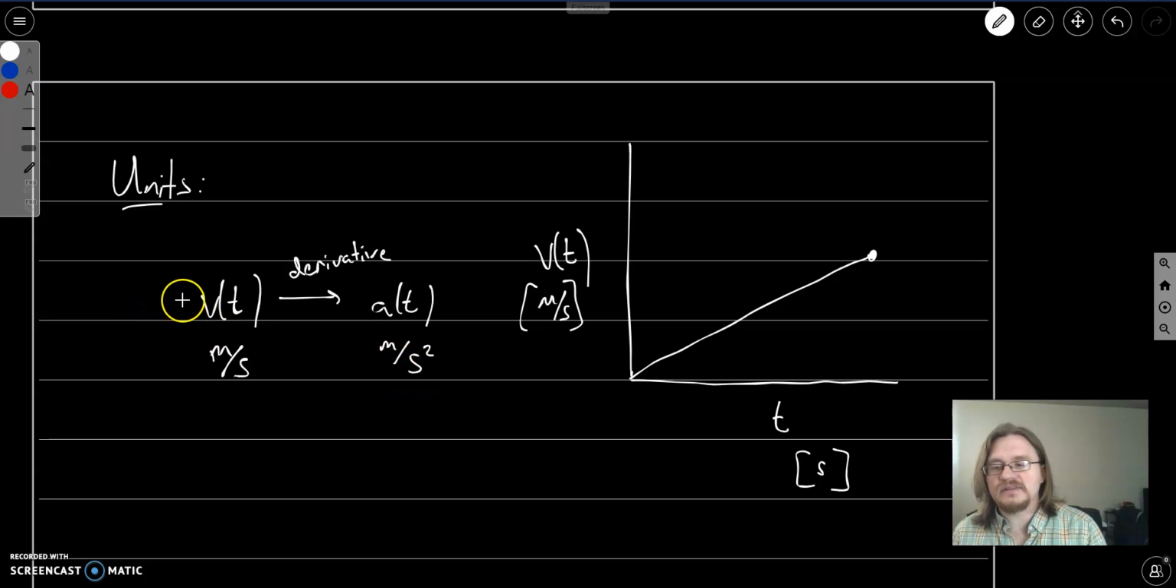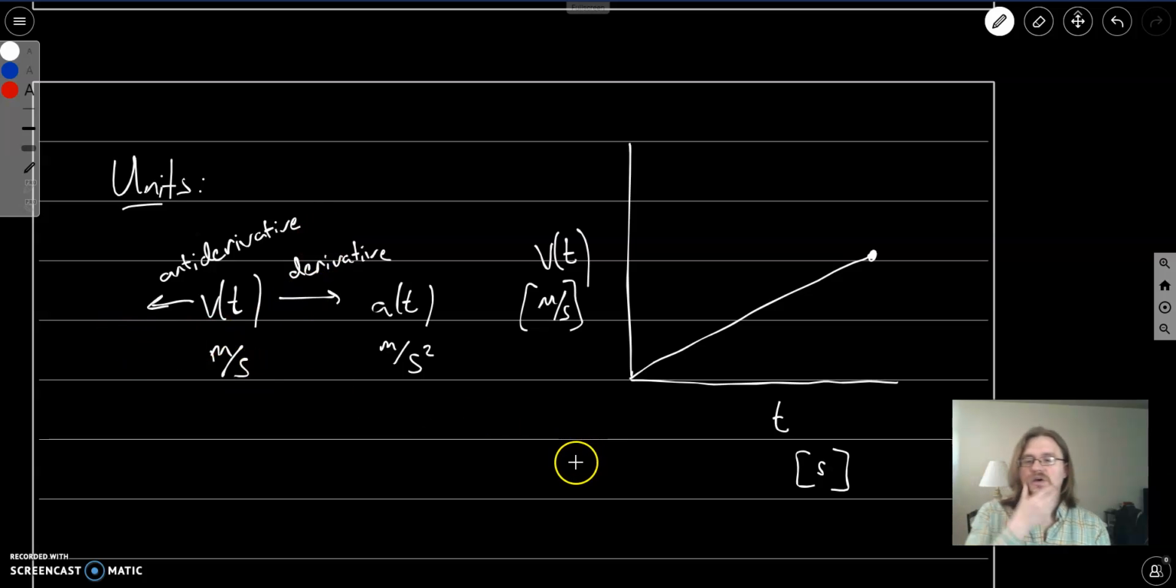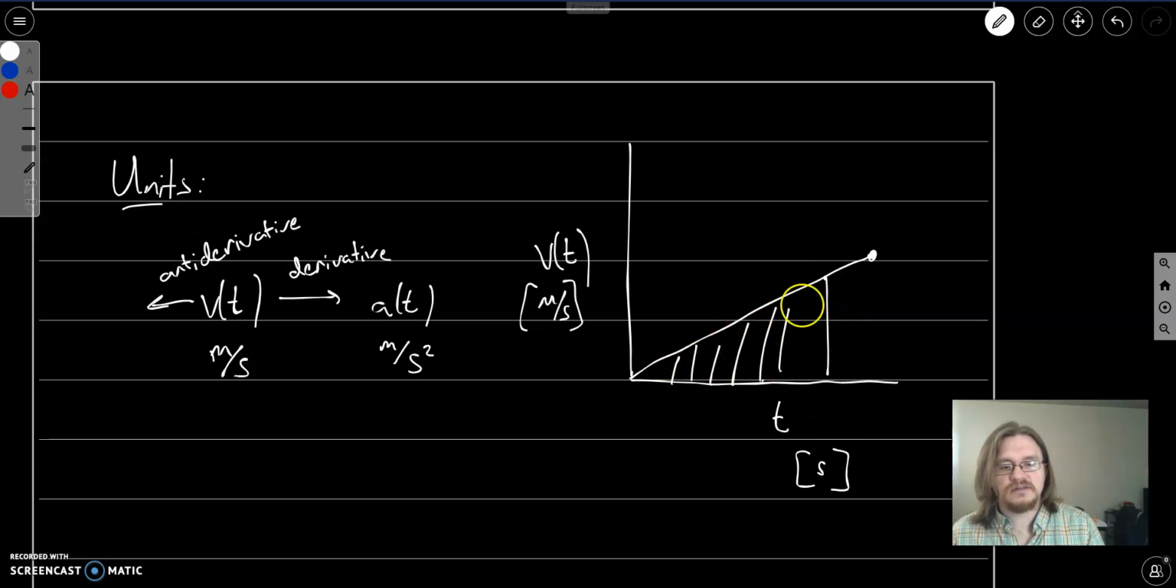Now, what happens if we're going backwards? If we take the antiderivative, or the integral, if I could spell today. Well, we're going to be calculating an area, right? So when we think about area, what is the area of this? What are the units going to be measured in?